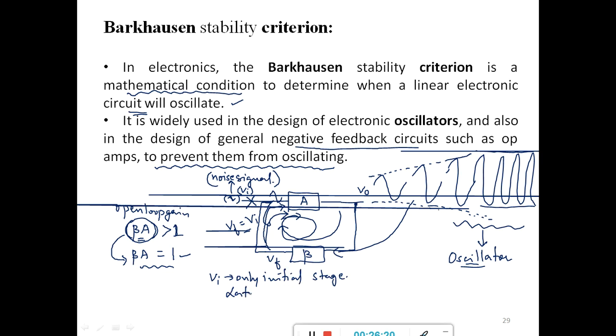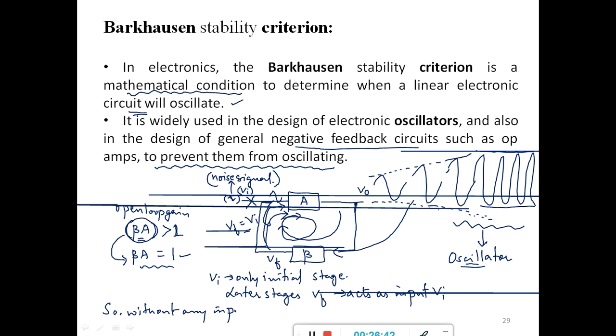However, for later stages, Vf, which is the feedback voltage, itself acts as input Vi. So without any input, the system oscillates. That is the beauty of an oscillator, and it just oscillates continuously as long as this simple Barkhausen's criterion is satisfied. We just discussed only one criterion. Simultaneously there is one more criterion, which is about the phase shift: the phase shift should also be 360 degrees. If any of the criteria is not satisfied, then we will not obtain sustained oscillations.